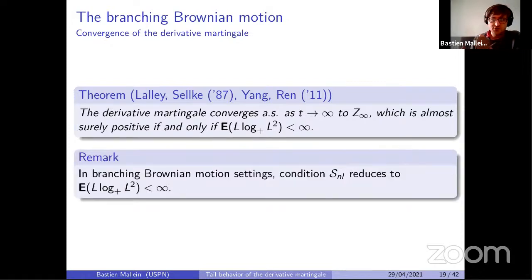So in the branching random walk settings, condition S and L, the integrability condition plus the non-lattice condition, is only reduced to the condition that the expectation of the number of offspring per branching event times the log of the number, squared, this quantity has to be finite.